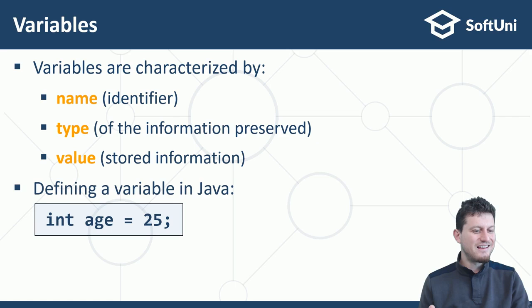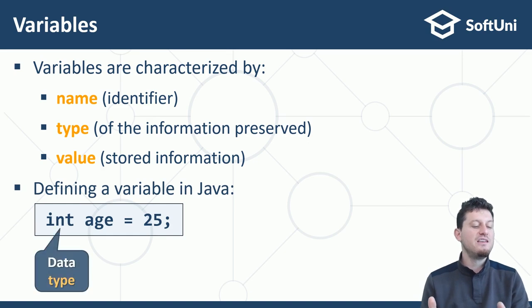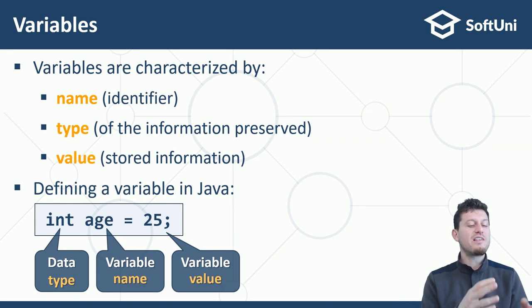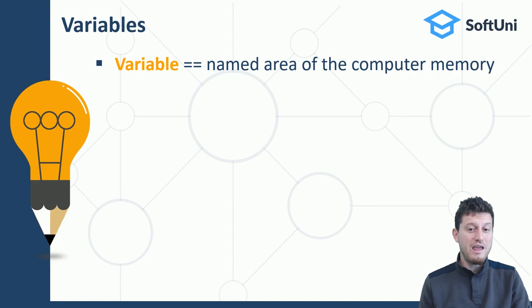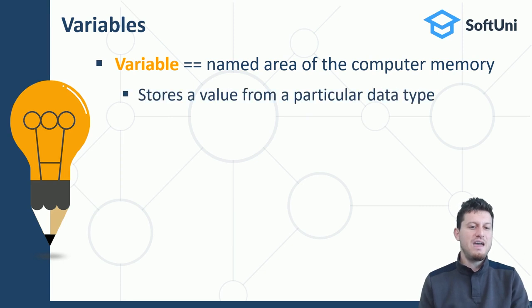So this is the syntax for defining a variable in Java. In Java, I can say int age equals 25. This int is the data type, this age is the variable name, and this is the declaration, and then follows an assignment, an initial value which we give to this variable, or which we store in this memory location. So variables are named areas of computer memory, and they store a value from a particular data type.